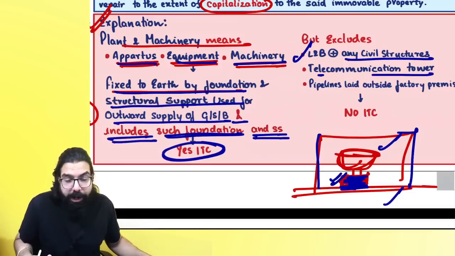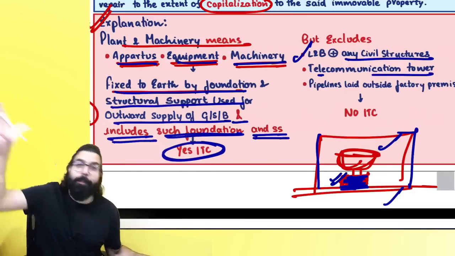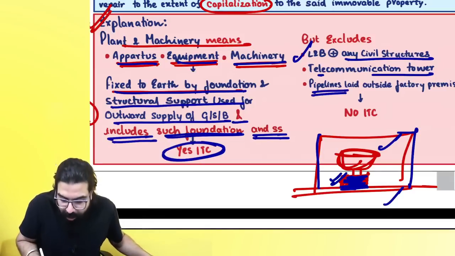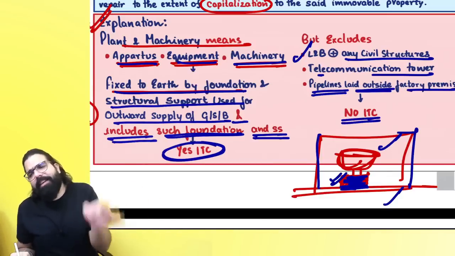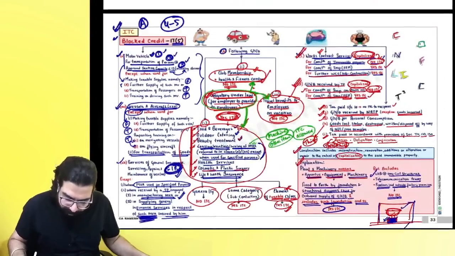Telecommunication tower, you will not get the credit. Telecommunication equipments, you will get the credit. The next one, pipelines outside the factory also, you will not get the credit. Pipelines inside the factory, you will get the credit. I hope everyone is clear.